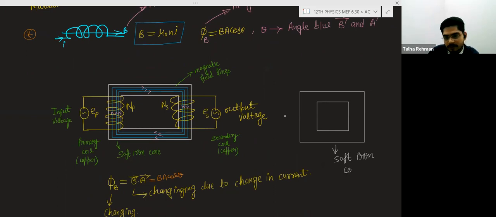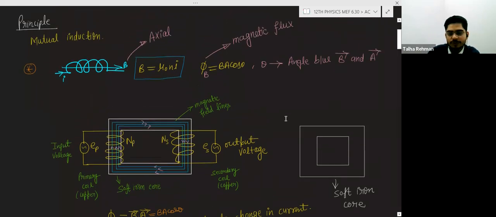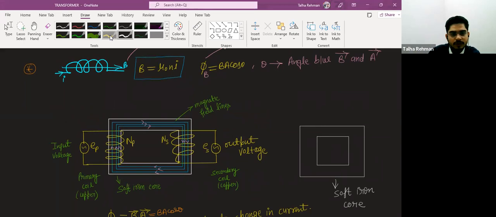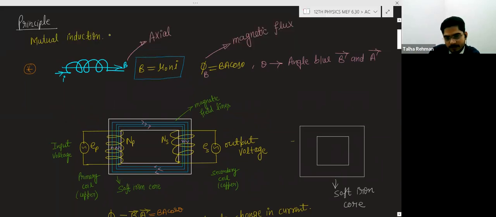This is the soft iron core, and on this soft iron core, what do we do? Here there is a winding of wire like this. This is known as the winding. And here also there is a winding of wire like this.